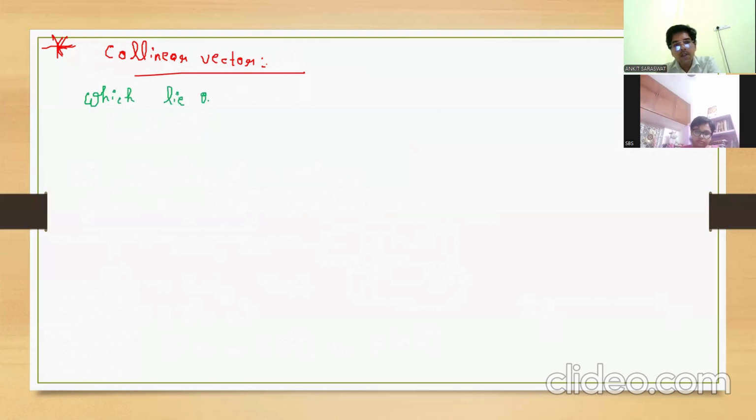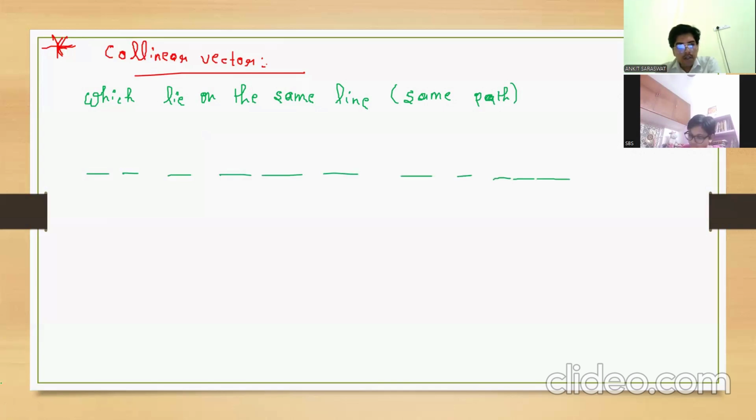Which lie on the same line. Okay. Same line means same path. What is the meaning? If I draw a line, then if I draw some vectors like this, one vector like this, on the same line like this, okay? These are collinear vectors. You can see the A vector, this is B vector, C vector, D, many vectors it can be. So all these are what? Collinear vector, because they are lying on the same line. This is same line.